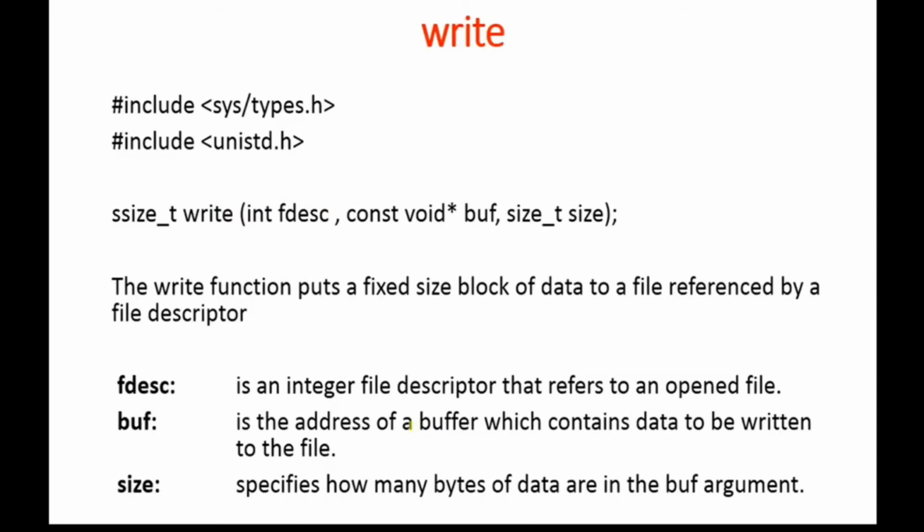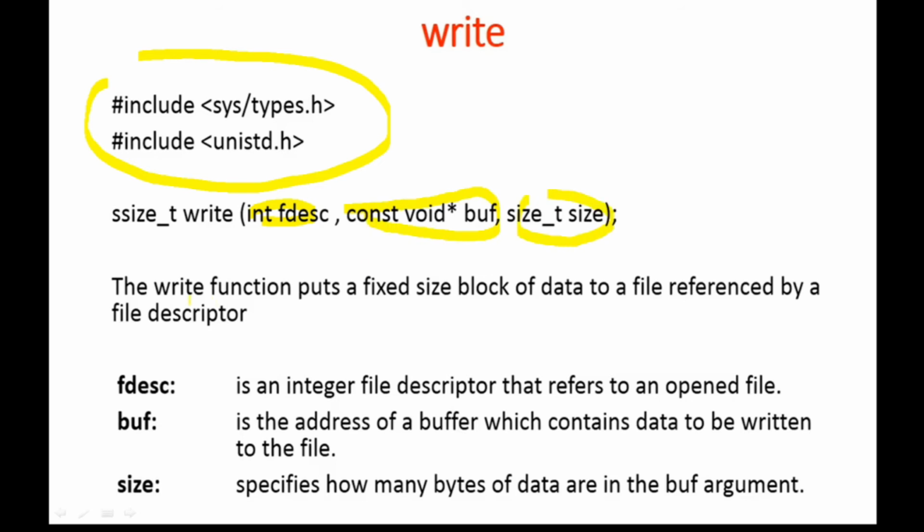Then the next system call is the write system call. Here the header files will be sys/types.h and unistd.h. For the file descriptor, the parameters will be the file descriptor, const void star buffer, and the size. Here also it is going to return the size, that is how many bytes of data you have written. So the write function is going to write a fixed size block of data to a file which has been referenced by the file descriptor.